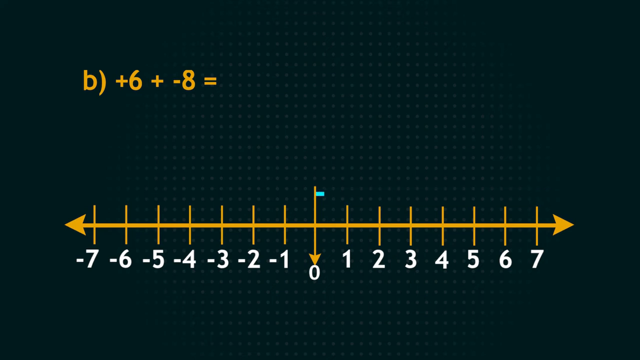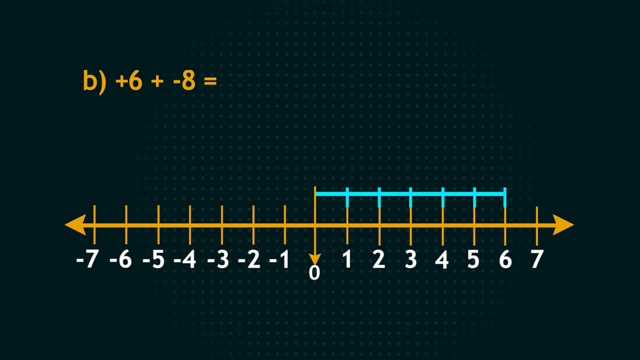Count from 0, 1 step. That will put you at positive 1. The second step will put you at positive 2. The third step will put you at positive 3. The fourth step will put you at positive 4. The fifth step will put you at positive 5. Then the sixth step will put you at positive 6. Those are now the 6 steps moving in the positive direction. Then, what are we adding there? We are adding negative 8.